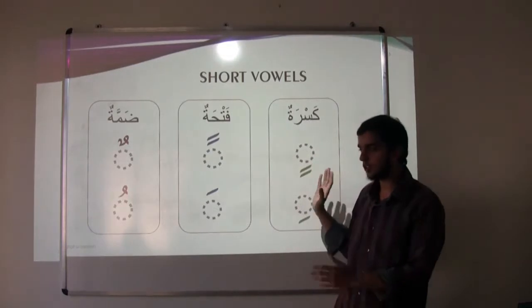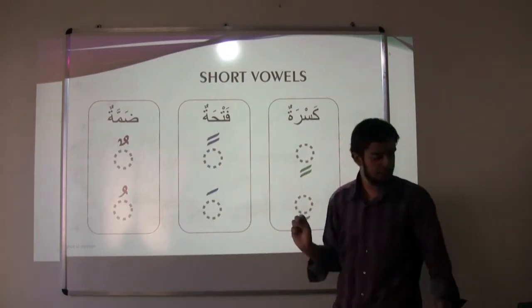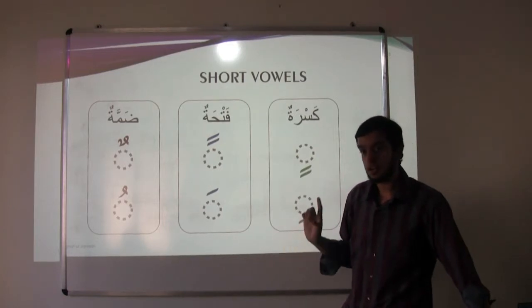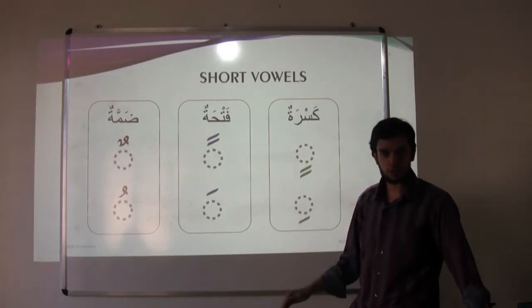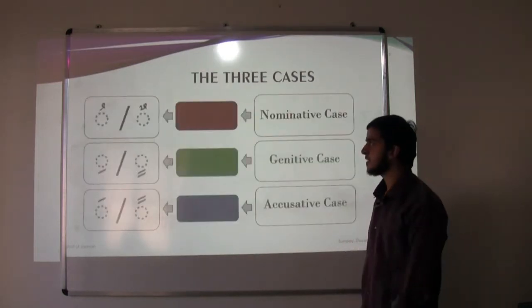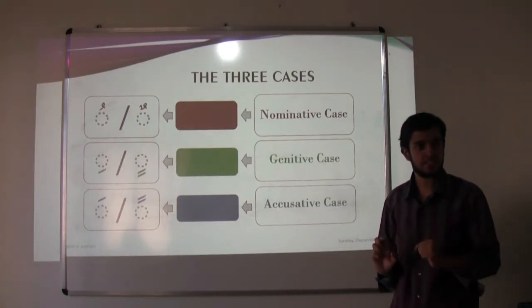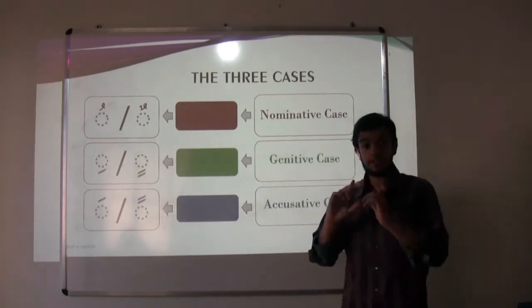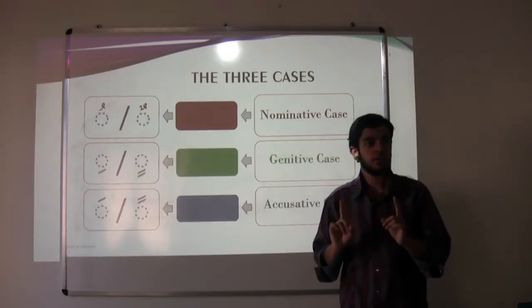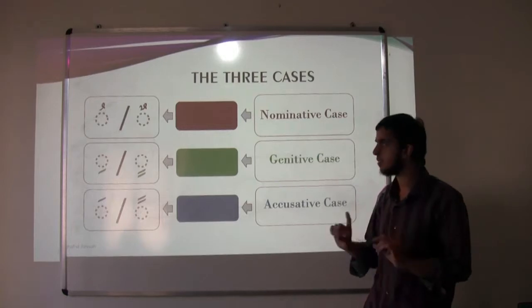Each of these refers to a particular case in which a noun occurs. We'll be going through a bit more detail in this class, inshallah. So these are the three cases in which a noun can exist. And for now we are only focusing on singular nouns. Only singular.